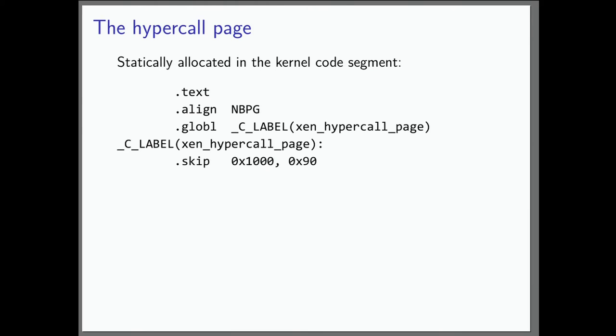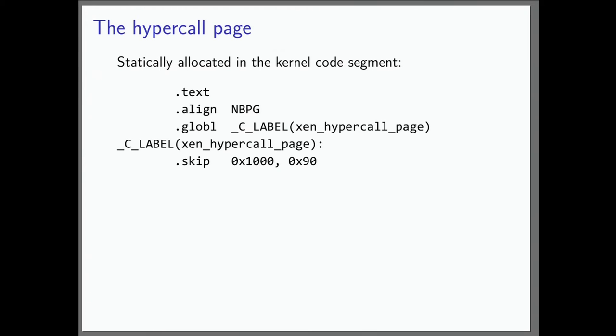So if we take a look at the hypercall page itself, it all starts with the kernel code segment. This bit is put into the low core. It allocates a page of memory within the kernel code segment, but doesn't put anything there except for nops.